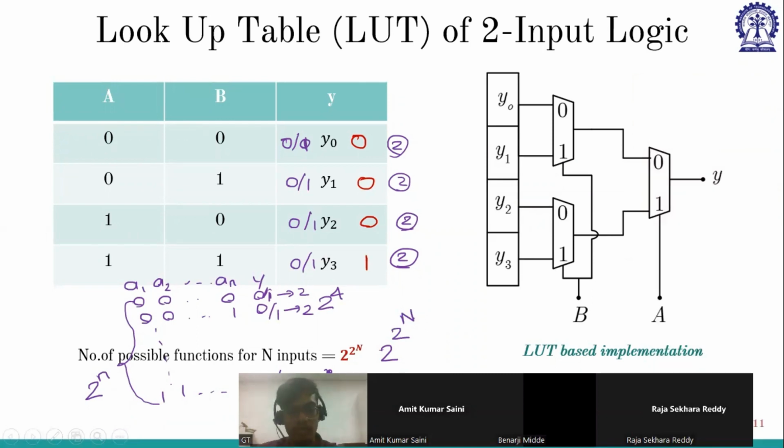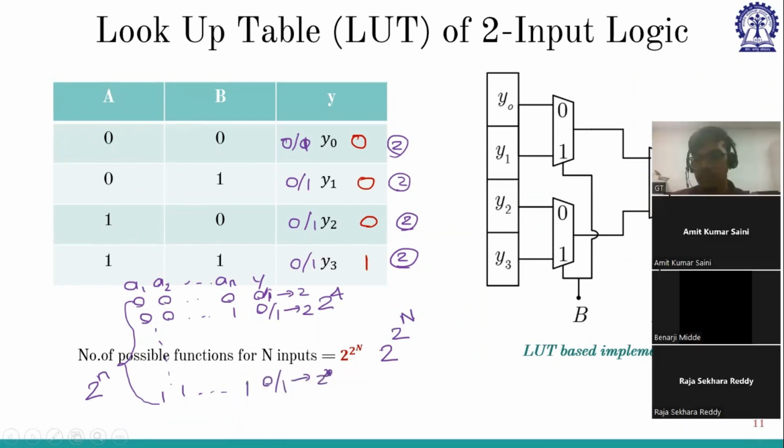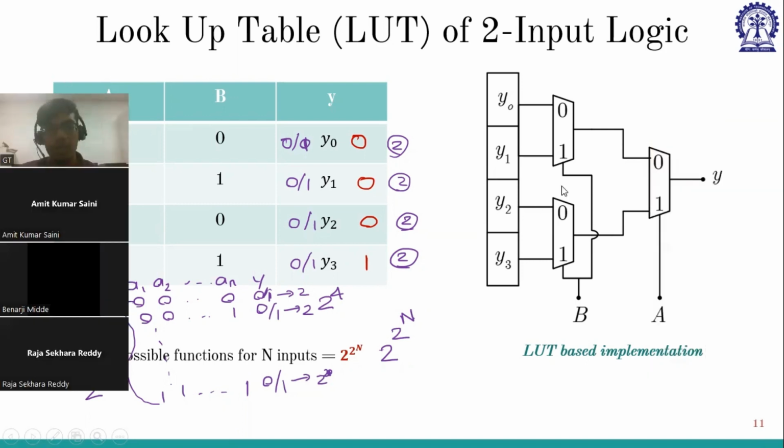So now, as we have discussed, this lookup table, LUT, has y0, y1, y2, and y3. Now coming to this part. Say y0 is 0, y1 is 0, y2 is 0, and y3 is 1. So for output Y, we need what? A into B. So we are implementing this by means of mux.